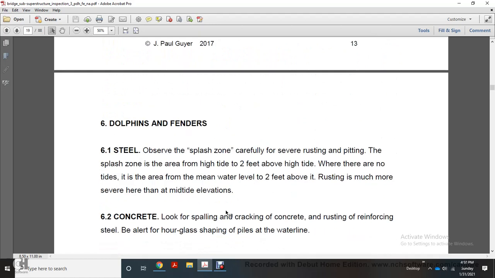Dolphins and fenders, steel: observe the splash zone carefully, surveying for rust and pitting in the splash zone, the area 2 feet above the high tide or mean water level.